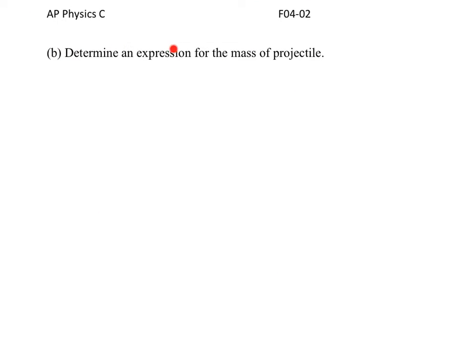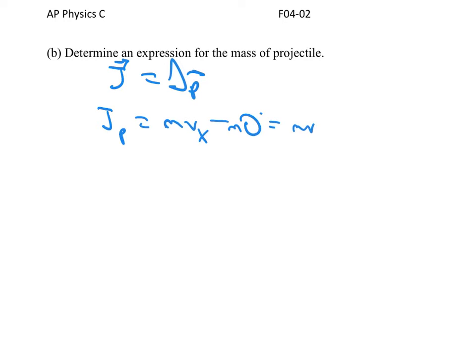Part B, determine an expression for the mass of the projectile. So we say that J is delta P. So the Jp that we found here is mvx minus m times 0, which is mvx, or m is Jp over Vx. And again, you get a point for indicating J is delta P and a point for solving for it. So 4 easy points. And they say, sort of offhandedly, you could keep going through Newton's law and kinematics as well.